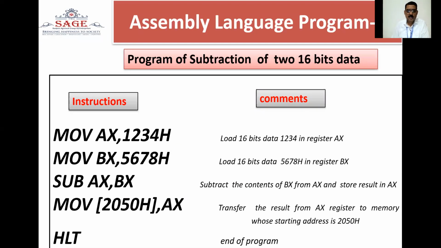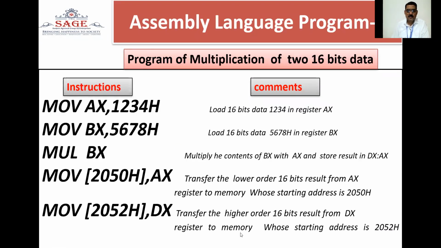So, this is a program for multiplication of two 16-bit data. Again, the data which we have to multiply should be loaded into the microprocessor registers. By using the MOV instruction, first we will load one 16-bit data in register AX. For this, we write MOV AX, 1234H. Given this instruction, the first data of the multiplication will now be available in register AX.